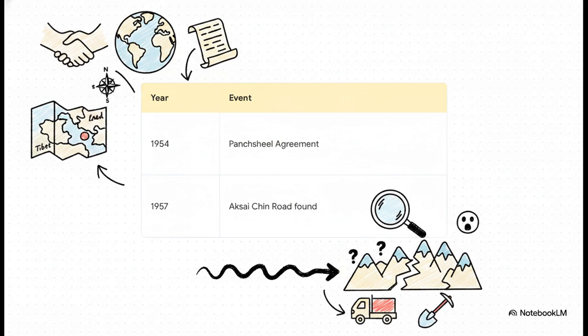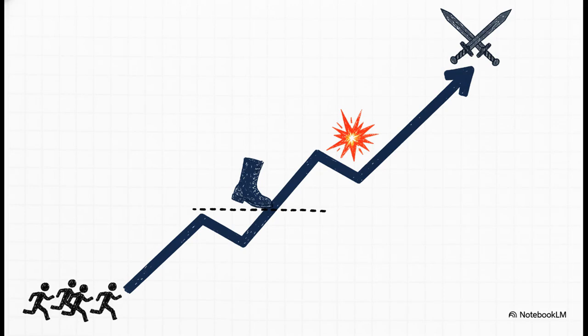But imagine their surprise just 3 years later. In October 1957, India makes a shocking discovery. China had quietly built a massive road right through the disputed Aksai Chin region. This discovery lit a fuse that completely exploded in 1959. It started in March when the Tibetan uprising failed and the Dalai Lama fled to India. The Chinese leadership was furious. Deng Xiaoping openly stated that China would settle accounts with India.